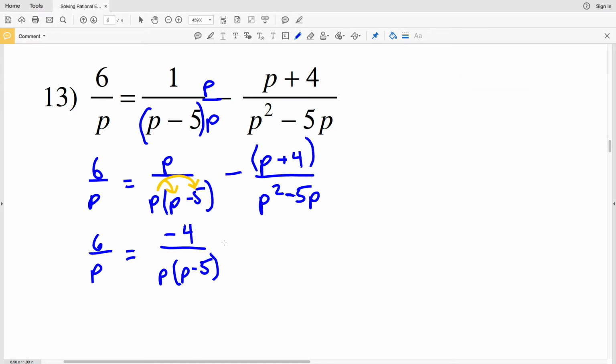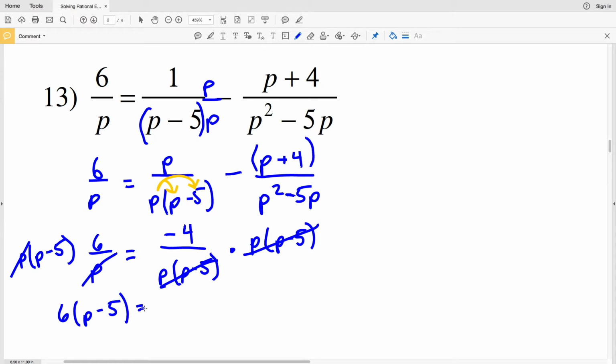But you can see that now all I have to do is multiply by p times p minus 5 to cancel that out on the left-hand side. And when I do the same to the right, p times p minus 5, I cancel out the p in the denominator on the left. So I'll have 6 times p minus 5, and that's equal to negative 4. My next step will be to distribute that 6. So 6 times p is 6p, minus 6 times 5 is 30, and that's equal to negative 4.